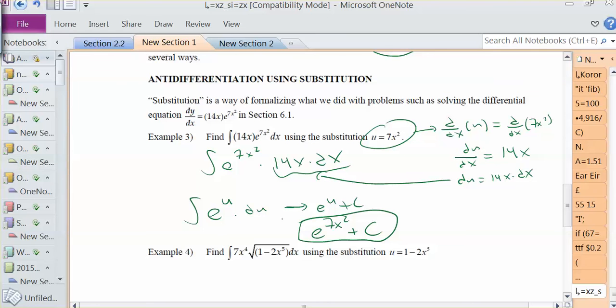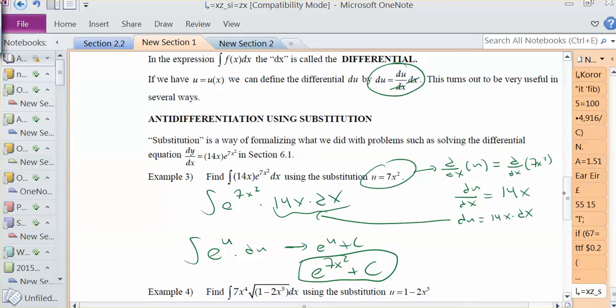So essentially what we did was we realized that 14x is a derivative of u. So du equaled u prime times dx. That's how this was actually useful here, because then we were able to substitute for this portion into our integral and actually make this an easier problem to work out. Let's try this again. And this is called antidifferentiation using substitution.